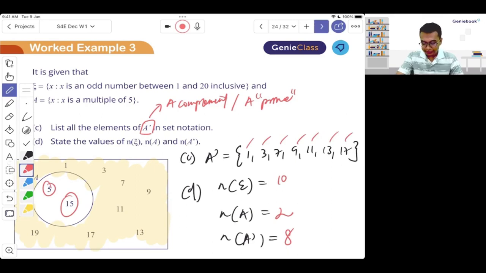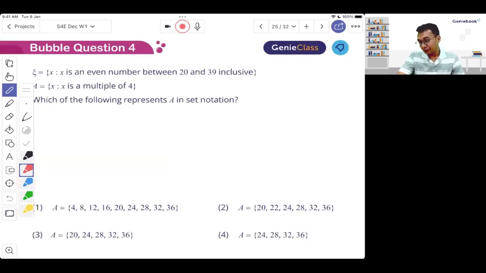Now, bubble question 4. Awesome. So we've got how many questions? Once again, 3. I have 3 questions coming up back to back.